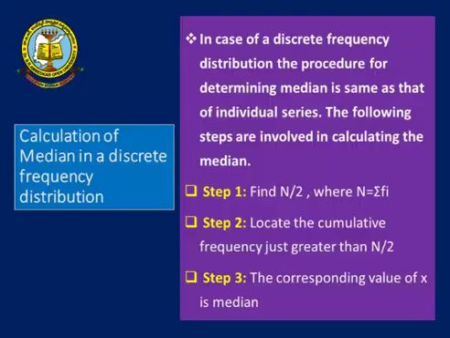Okay, that is the process that belongs to the individual series. Next, the frequency distribution process. First of all, find the N value. N value means the sum of the frequencies, that is N = Σf. Next, second, find the value just greater than N/2. Next, third step, the corresponding value of x is the median.